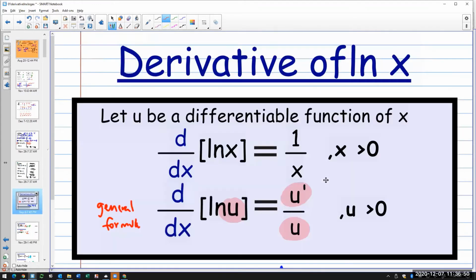Somewhere in your notes, you should put down this: the derivative of ln of x is equal to 1 over x. You can only do this if this x is positive. You can try it in your calculator. If you put in 0, your calculator will say you have a problem. And if you put in any negative number here, your calculator will say I have a problem. So x always has to be greater than 0. And if you take the derivative of ln of u, the formula is u prime over u, and again, u must be positive for this even to work.